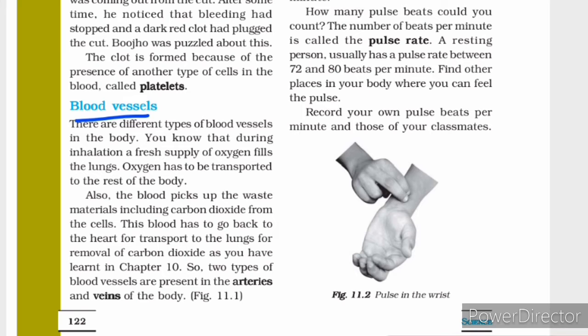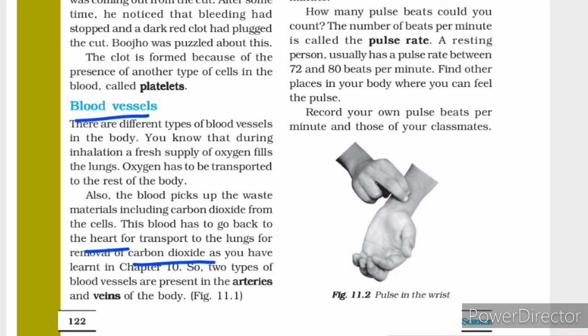So, this blood which contains the carbon dioxide goes back to the heart for removal of carbon dioxide. From the heart it is transported to the lungs, and from here the carbon dioxide is removed. How does it get removed? It gets removed by the process of exhalation, when we exhale carbon dioxide.